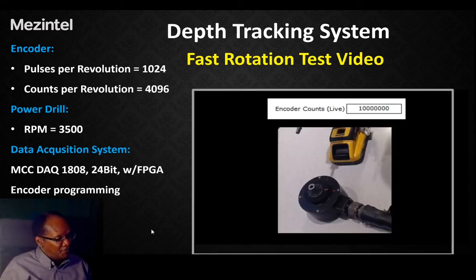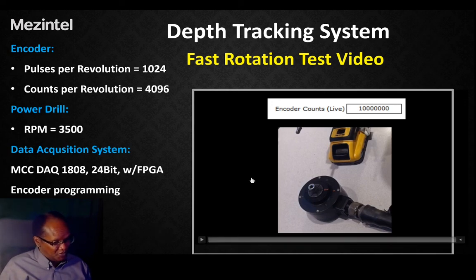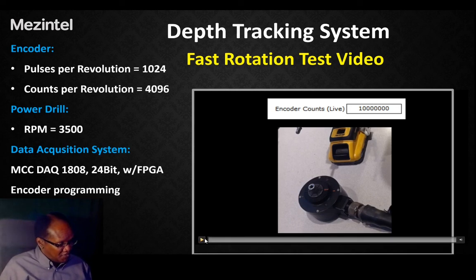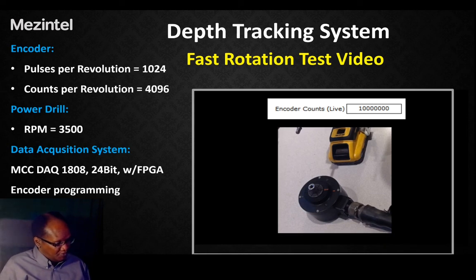So on to the video, and what I'm going to do here is just to play the video that explains how the test is done. The fast rotation test is done on the encoder and how the results are interpreted. So here we go.